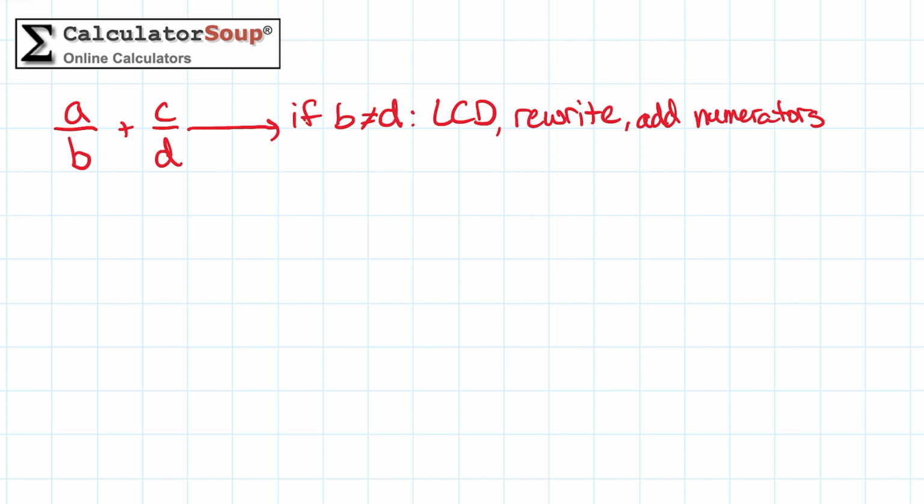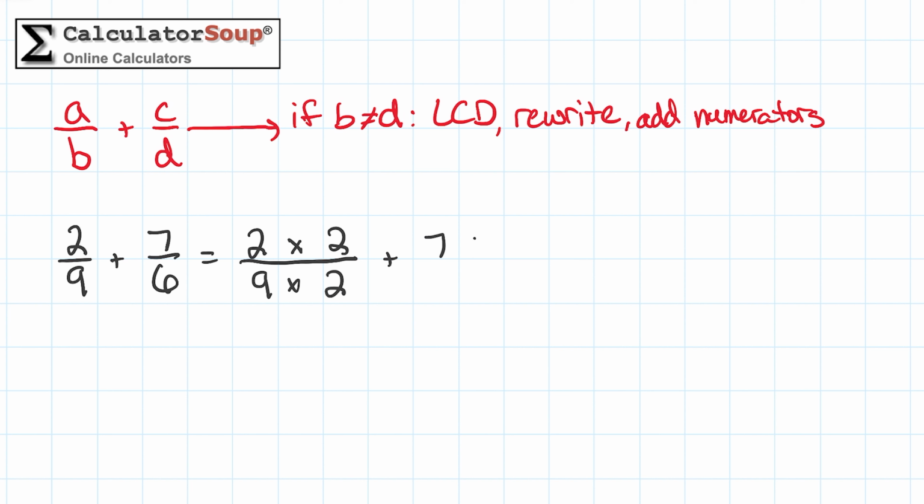Let's do one more example. 2/9 plus 7/6. The LCD of 9 and 6 is 18, so we will find the equivalent fractions of 2/9 and 7/6 with 18 as the denominator. For the first fraction, multiply both 2 and 9 by 2. For the second fraction, multiply both 7 and 6 by 3.